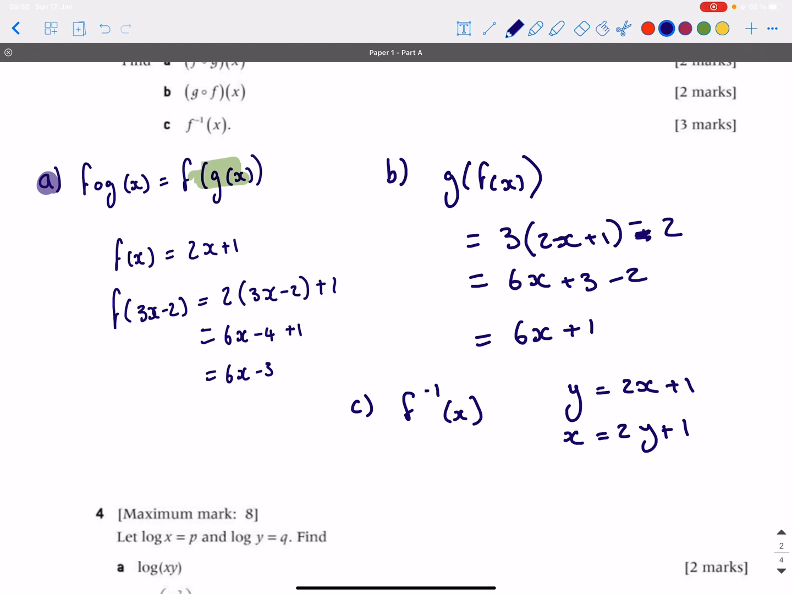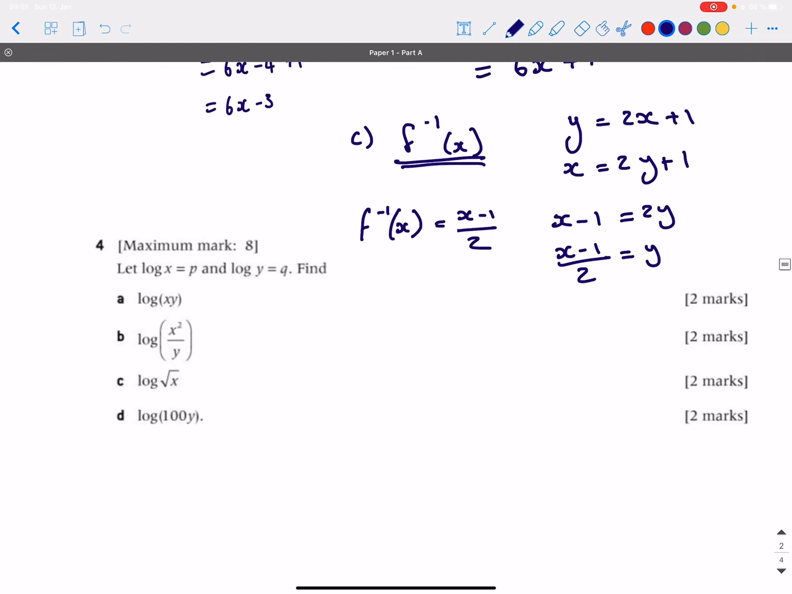So first thing I'm going to do is subtract that 1. So I have x minus 1 equals 2y. And then I'm going to divide through by the 2. So I have x minus 1 all over 2 equals y. Now, if I'm being very good, I should now rewrite that with this notation. So my final answer is the inverse of f of x is x minus 1 over 2.